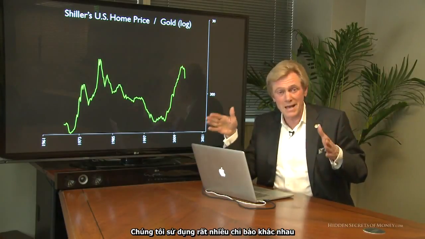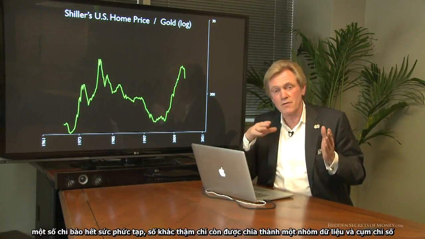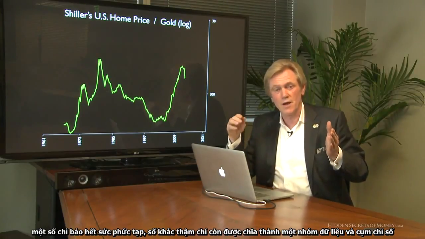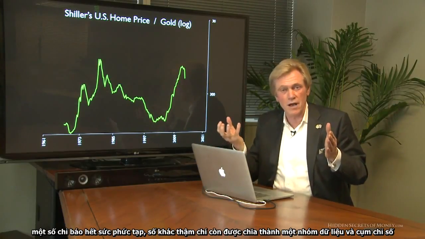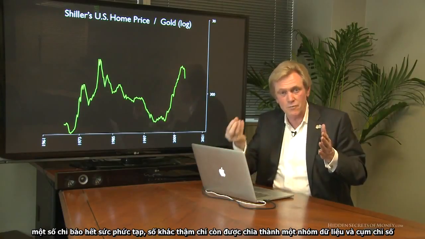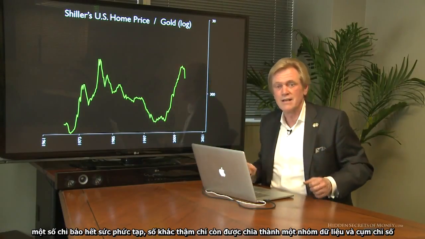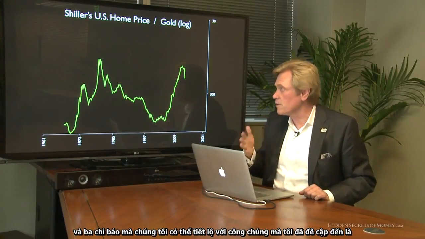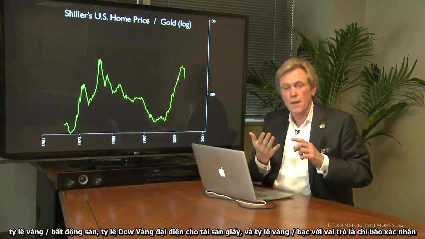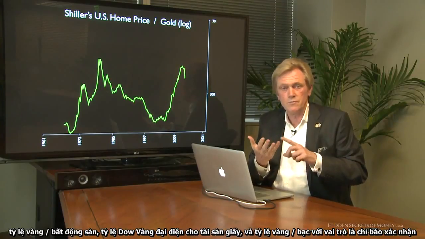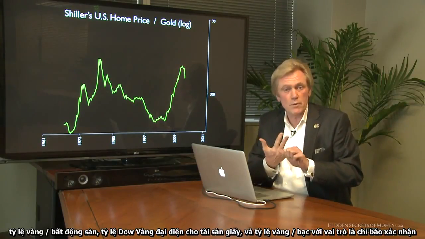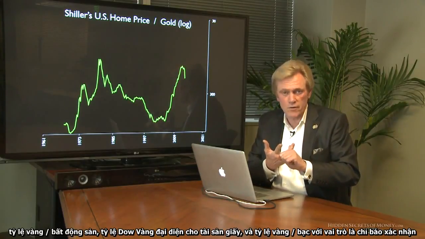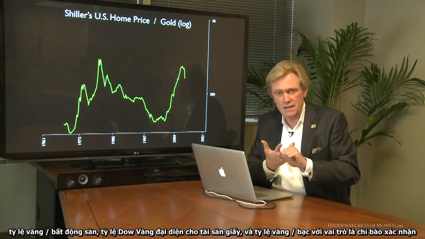We use many indicators. Some of them are fairly complex. Some of them even break down into a group of data sets and indicators that we make a composite of. But the three that we can disclose to the public that I've talked about before are the gold real estate ratio, the Dow Gold Ratio representing paper assets, and the gold-silver ratio as a confirming indicator.